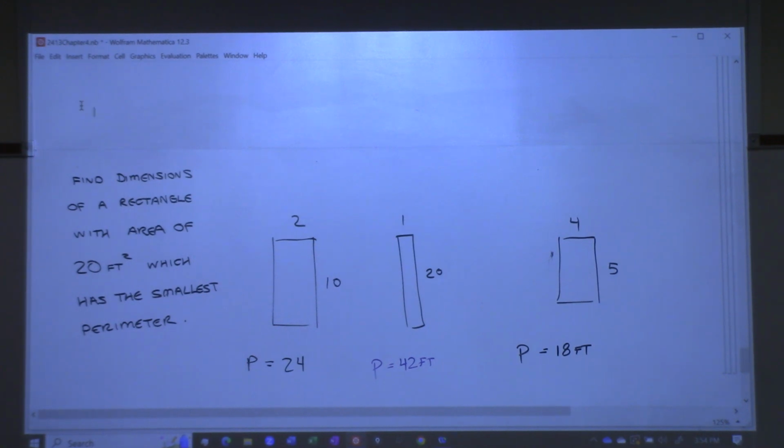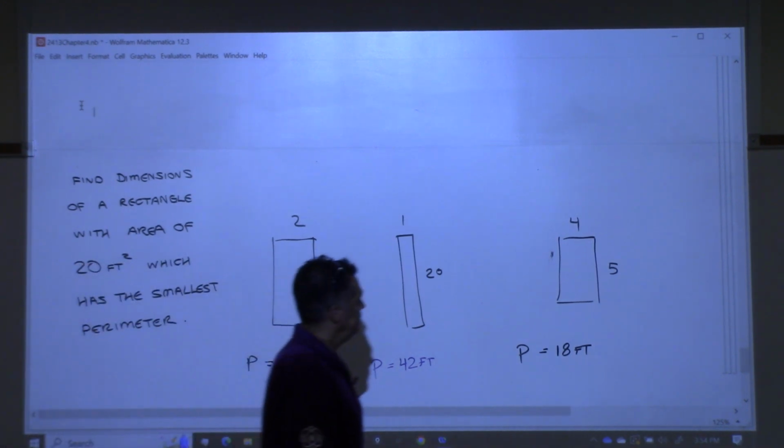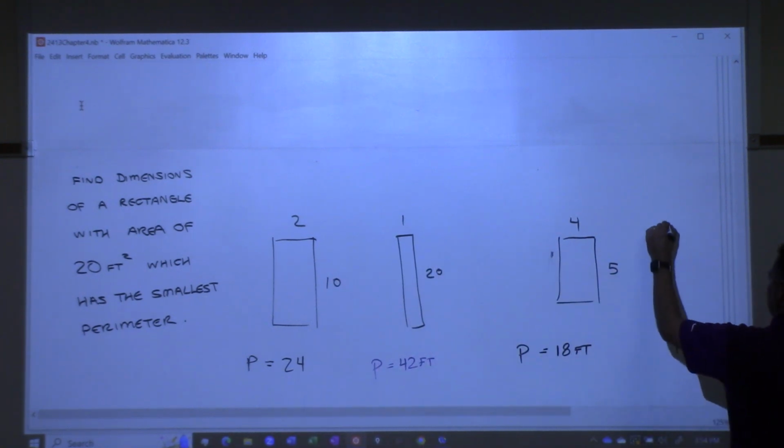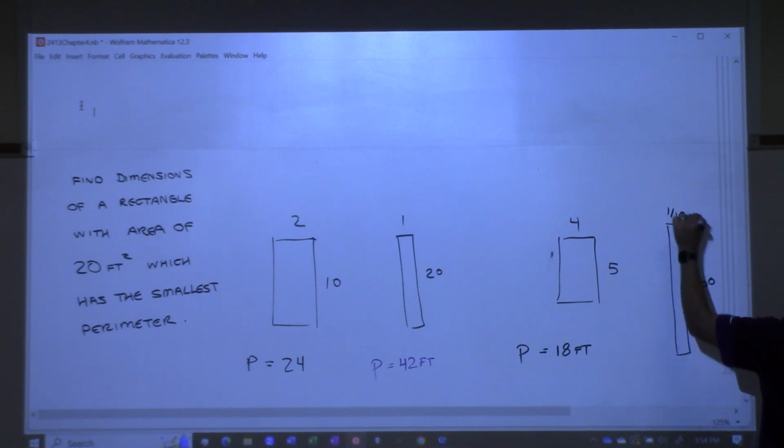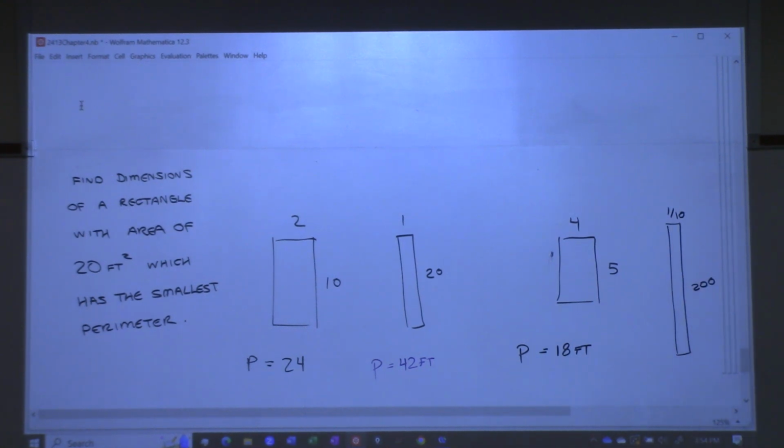Now, could I do this? Just watch. Could I do this? 200 by 1/10. Could I do that? What's this times this? What's 1/10 of 200? 20. So does it have an area? Yes? Okay, but how much rope did I use? 200 plus 200, that's 400, plus a tenth and a tenth. It's a lot, isn't it? It's a lot. But I could do this, yes?